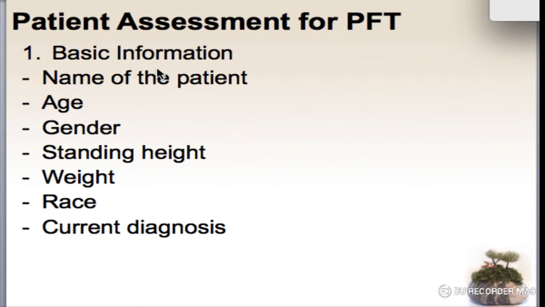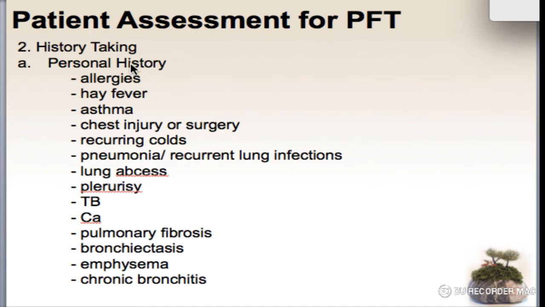So we consider the weight, and this is very strict about the race. The software we're using has the Asian or Oriental race as the default for Filipino patients. It is different because if you use Caucasian, they have higher interpolated values in terms of predicted values. The current diagnosis is also considered for the basic information. Then we have the history taking, such as personal history, such as allergies.